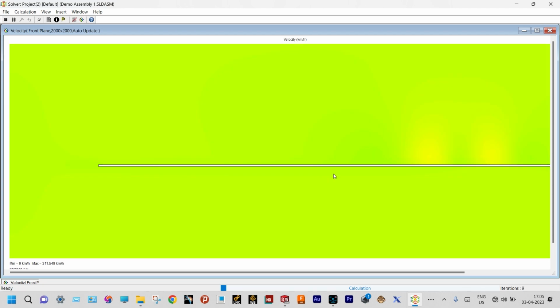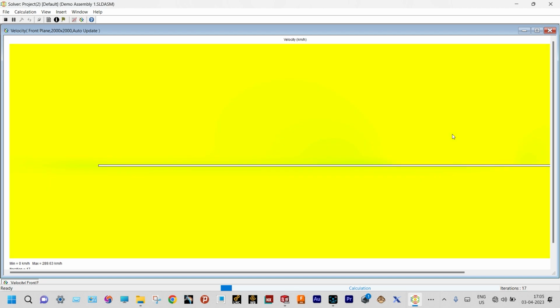It has started. As time proceeds, you can see different colors at different locations. You can see it right now. This is the location of the Formula 1 car, and in this case you can see some different colors are available.